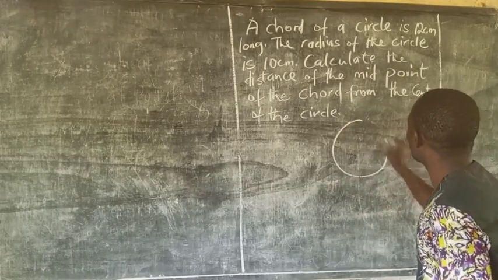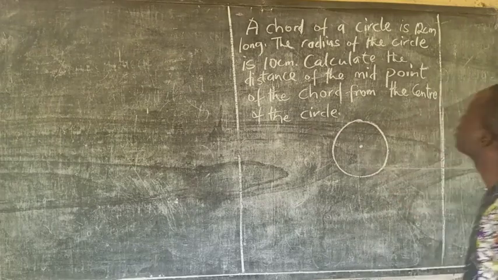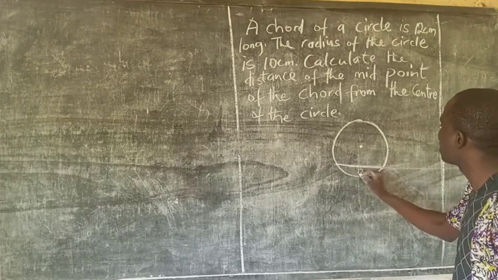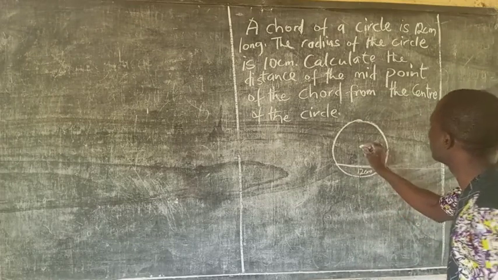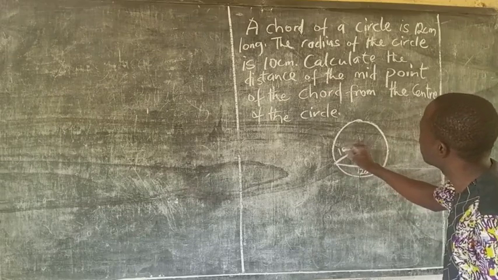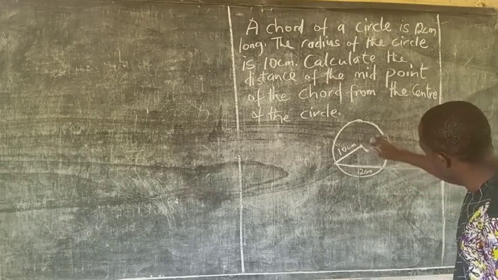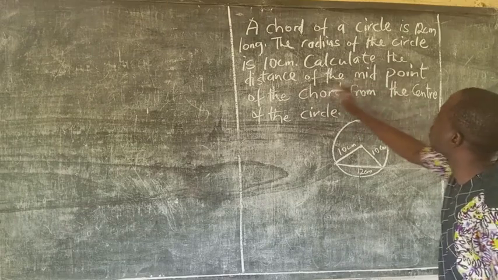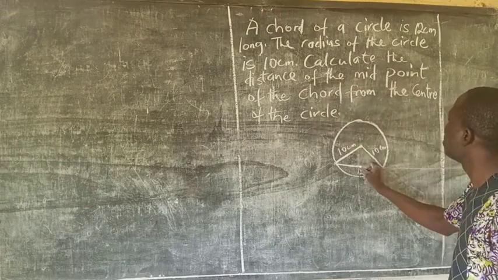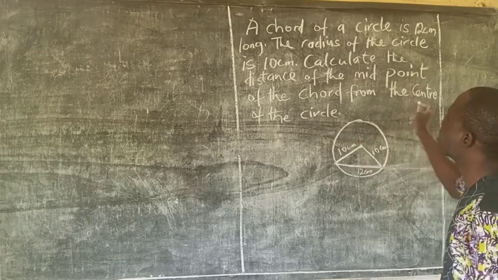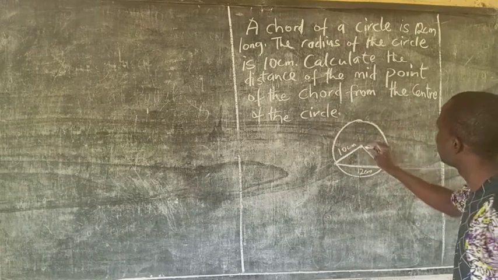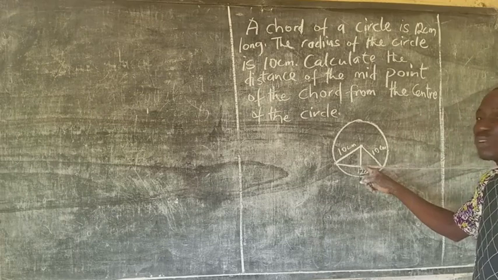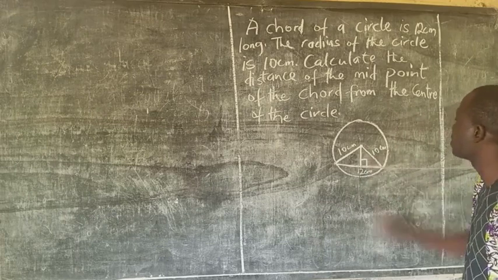We have a circle, and this is the center of the circle. We're told that there is a chord of 12 centimeters, and a radius of 10 centimeters. We can also produce another radius here, 10 centimeters. And what are we asked to do? To calculate the distance of the midpoint of the chord from the center of the circle. If you produce this down, this is the midpoint of the chord, and this is at 90 degrees.